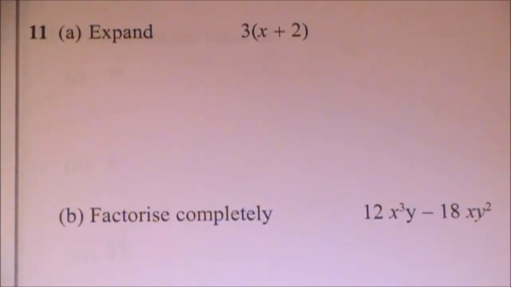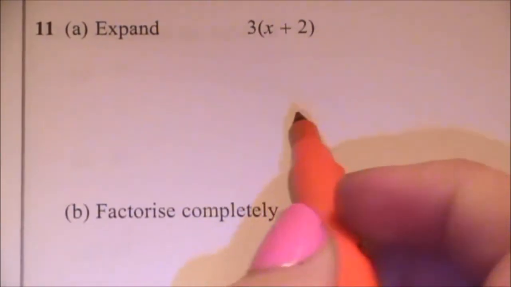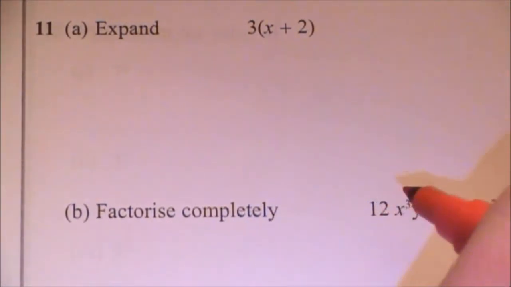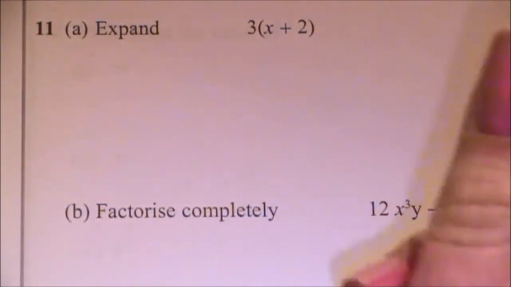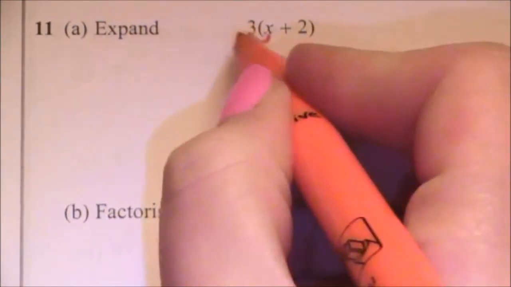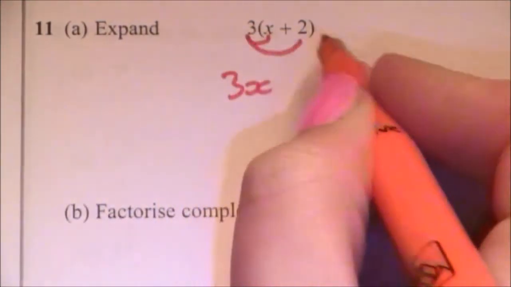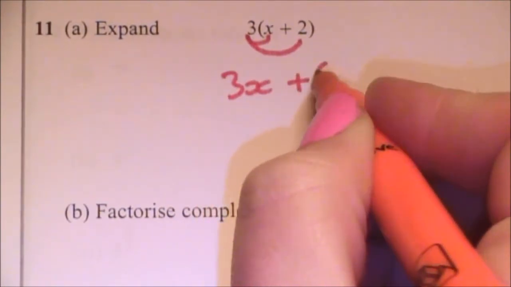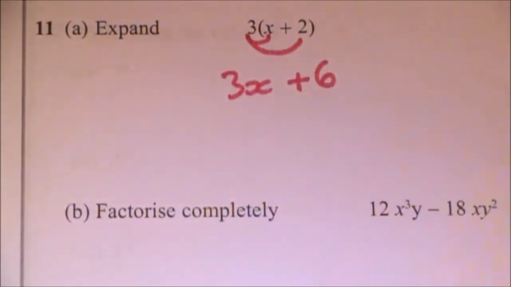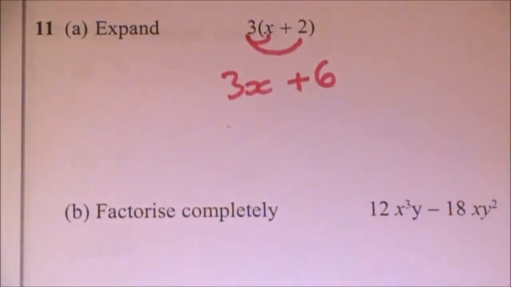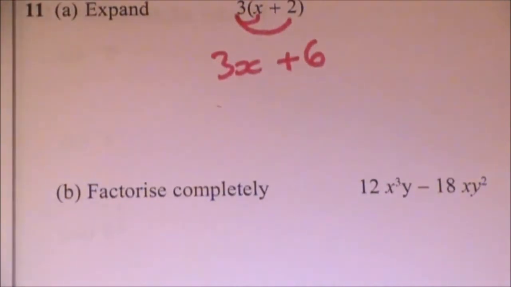Question 11 is a page of lovely fast algebra and it's worth 8 marks. You should see this in an exam and think, yes, 8 marks. Okay, so expand the bracket. 3 times x is 3x. 3 times positive 2 is positive 6. And it's a 2-mark question. You get 1 mark for correctly expanding the x's, 2nd mark for correctly getting the product of 6.